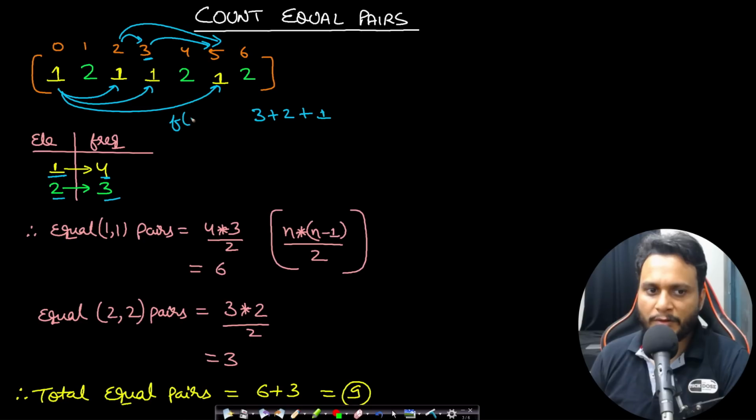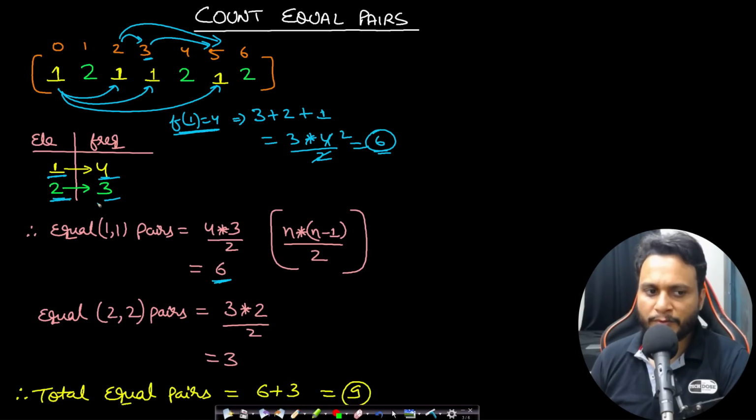When the frequency of 1 was equal to 4, then I got the total number of equal pairs due to just 1 as 3 plus 2 plus 1, which you can say is 3 times 4 by 2, which is n into n plus 1 by 2, right? Simply. So that will be equal to 6. Okay. So just by knowing the frequency, you can easily calculate how many equal pairs it can form. So if 1 has 4 frequency, then you can take n into n minus 1 by 2 and simply get the number of equal pairs.